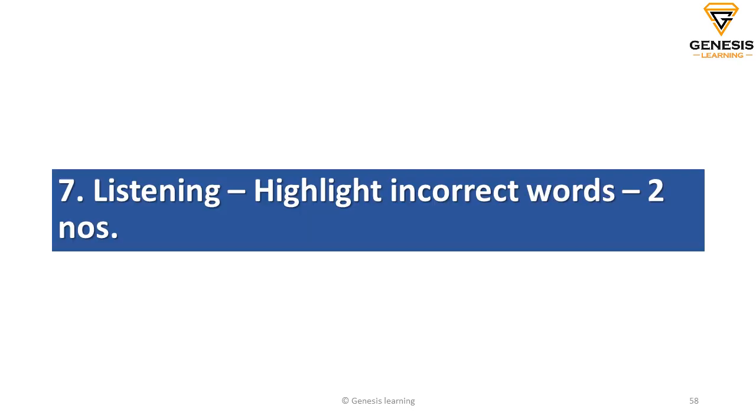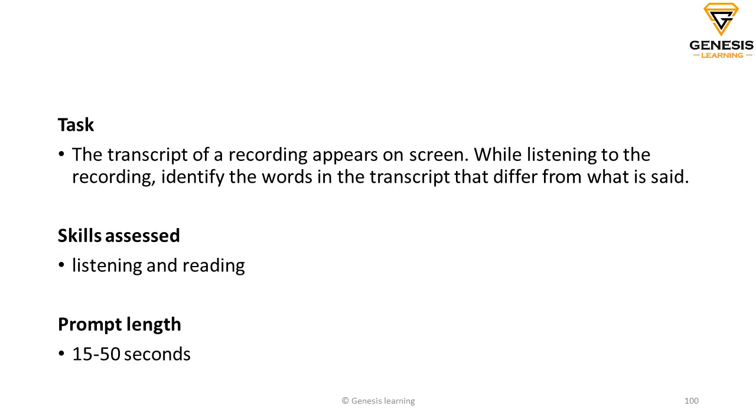Then we move on to the 7th task in the listening, which is highlight incorrect words. Now what happens here is basically you'll get 2 of them in the examination. You will see a transcript of the audio that is going to be played, and a couple of words are a bit different in the transcript.